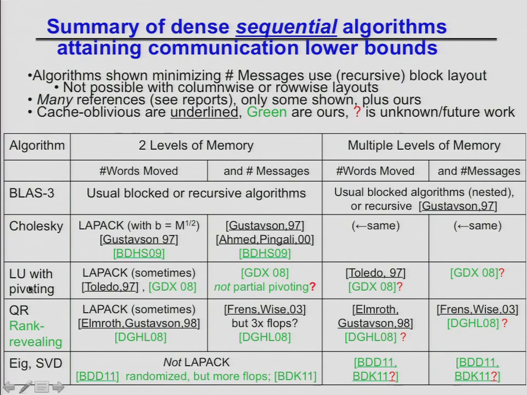So what about LU with pivoting? LAPACK works sometimes. I showed you that when the matrix is really, really big or really, really small. But it doesn't minimize the number of messages. And then there's the recursive algorithm.